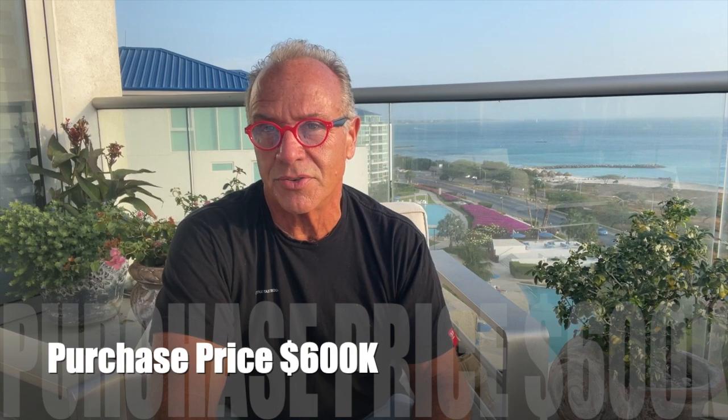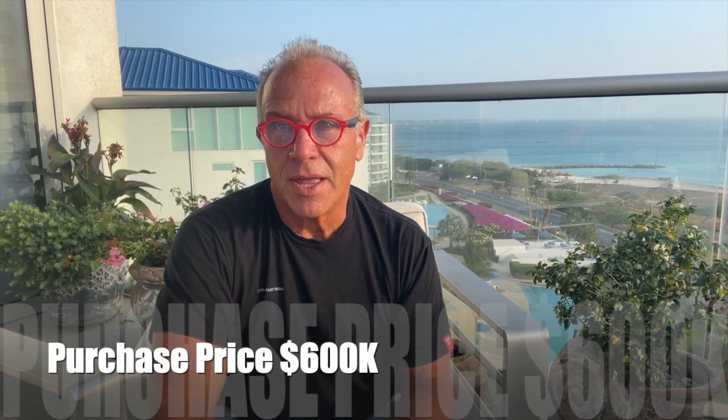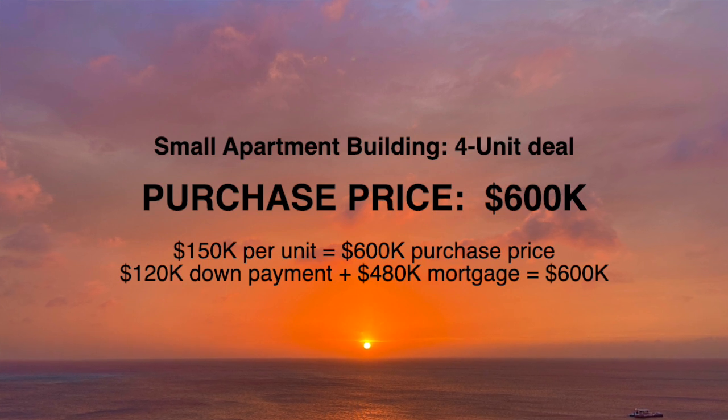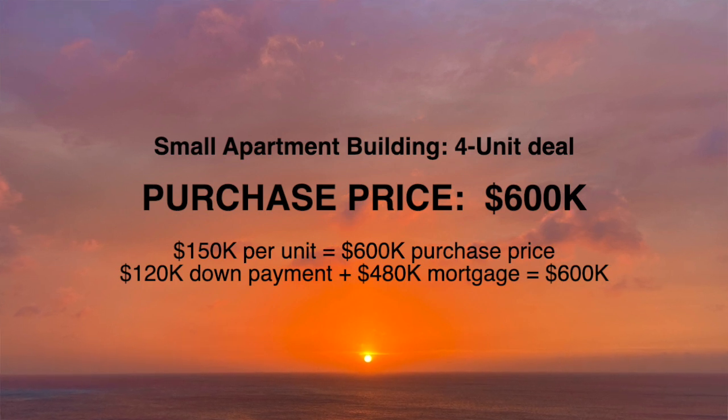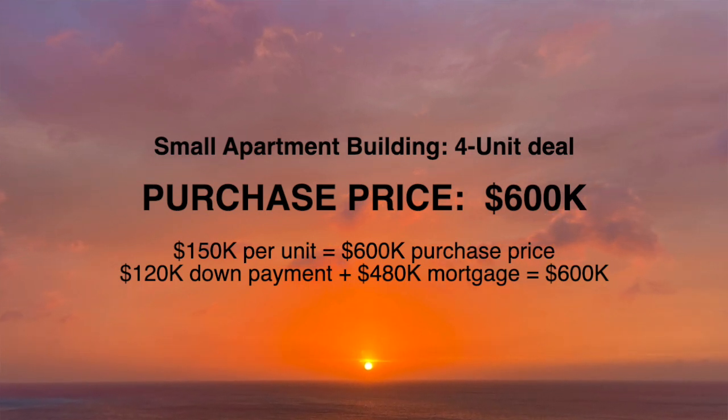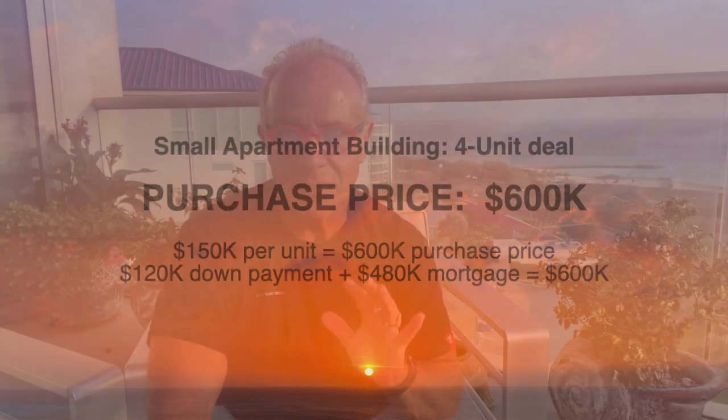A basic 4-unit property. We'll wait for this plane to go by. Okay, so for this example, let's start with a 4-unit property, and let's say it's $150K a door, or $600,000. At 20% down, that's $120K. You're going to have a $120,000 down payment, and you're going to have a mortgage for $480,000. So that's just the purchase price, okay? $600,000, 20% down is $120K. The mortgage is $480,000.